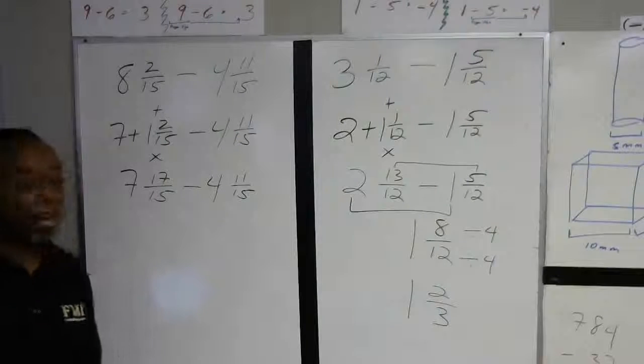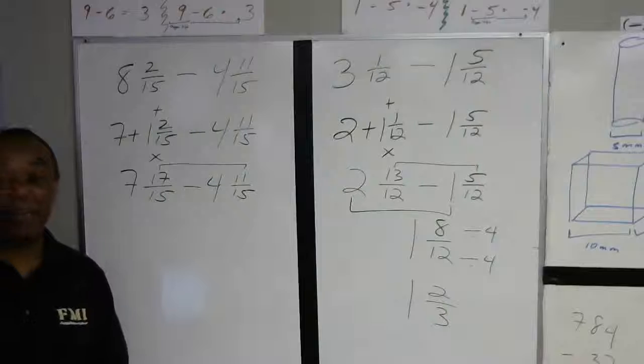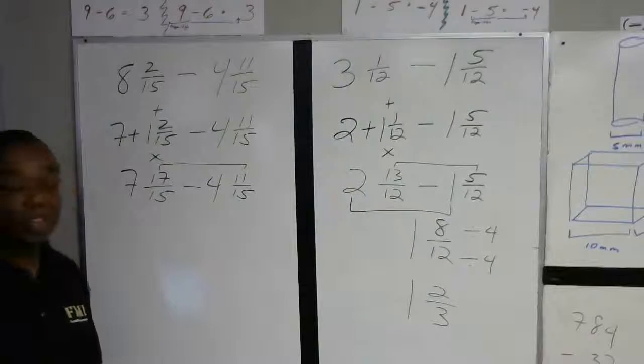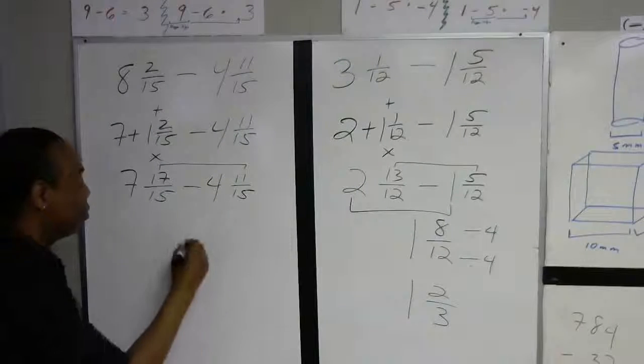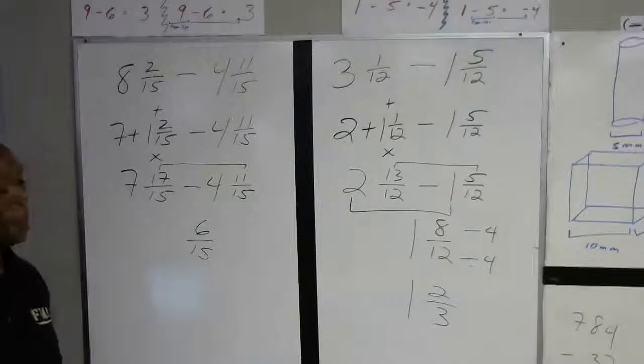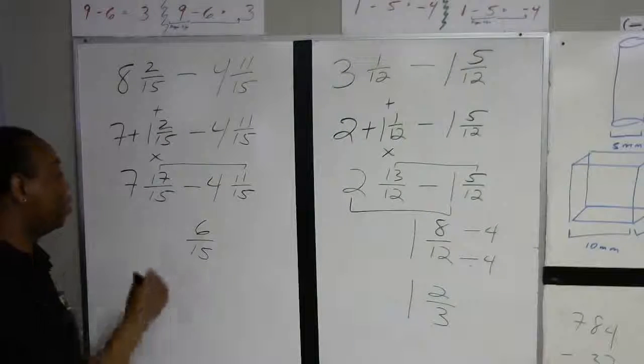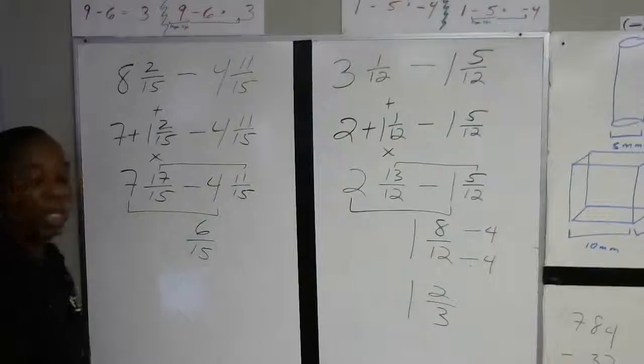Now I'm going to subtract my fractions. 17/15 minus 11/15 will leave us 6/15. Next, the whole number is 7 minus 4, which leaves us with 3.